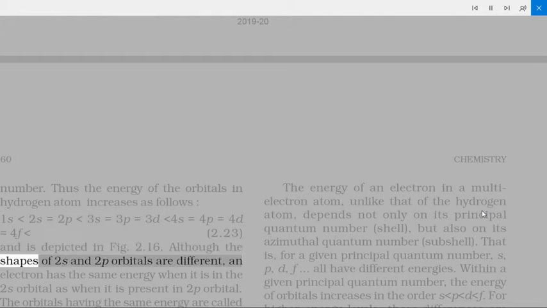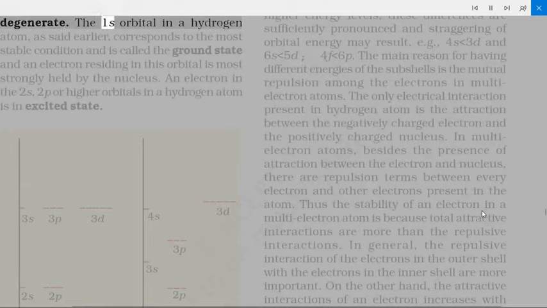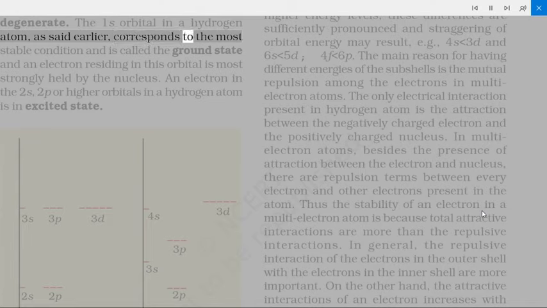Although the shapes of 2s and 2p orbitals are different, an electron has the same energy when it is in the 2s orbital as when it is present in 2p orbital. The orbitals having the same energy are called degenerate. The 1s orbital in a hydrogen atom, as said earlier, corresponds to the most stable condition and is called the ground state, and an electron residing in this orbital is most strongly held by the nucleus. An electron in the 2s, 2p or higher orbitals in a hydrogen atom is in excited state.